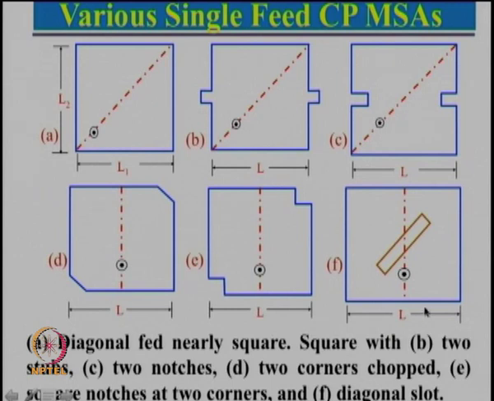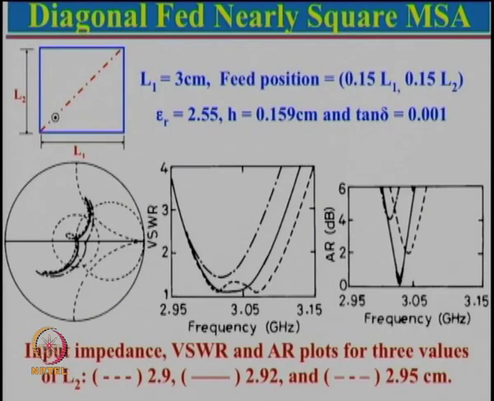but all of these configurations actually give very less axial ratio bandwidth. In fact, we will see that typical axial ratio bandwidth obtained by these configurations may be 1 to 2%. So, let us just now take an example.